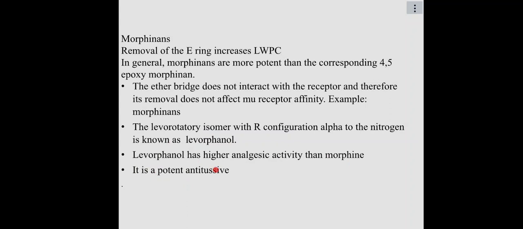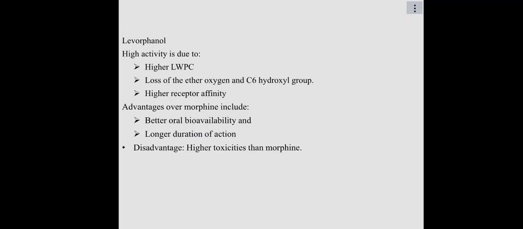It also has some antitussive activity, but we do not use it because once it has analgesic activity, it will also have abuse potential. So you opt to alter the group that is at position number 3, and you get the dextro instead of the levo, and the dextro will have lower abuse potential.